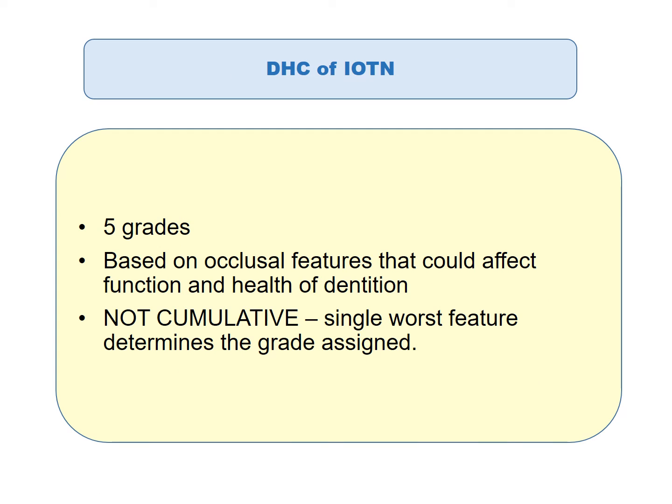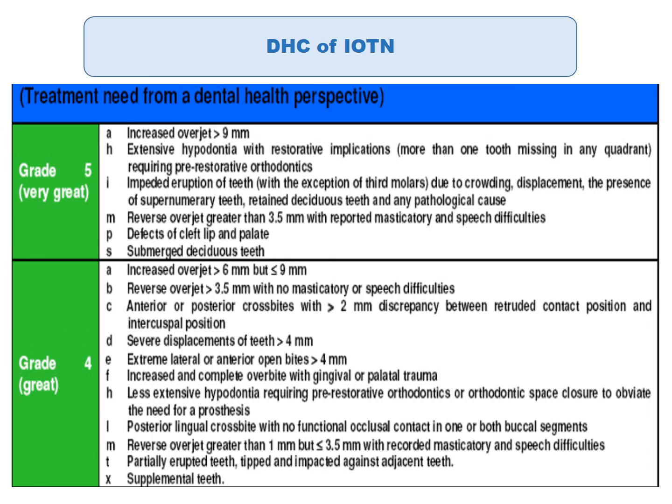Let's have a look at the dental health component of IOTN. There are 5 grades as I mentioned previously. Now these are based on occlusal features that could affect the function and health of the dentition. Now it is not cumulative, only a single worst feature is determined for the grade to be assigned. Okay, now this table shows the grading of the dental health component.